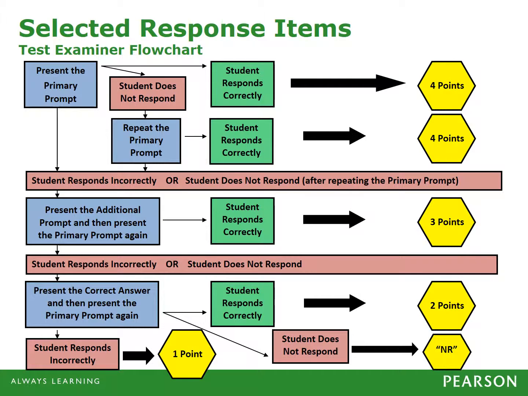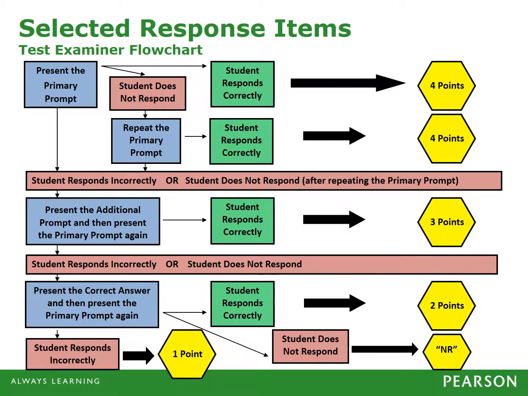So through this workflow, you can see that you present the primary prompt. If the student does respond and they respond correctly, the student receives 4 points. If the student does not respond, repeat the primary prompt and the student responds correctly, they will still receive a score point of 4.